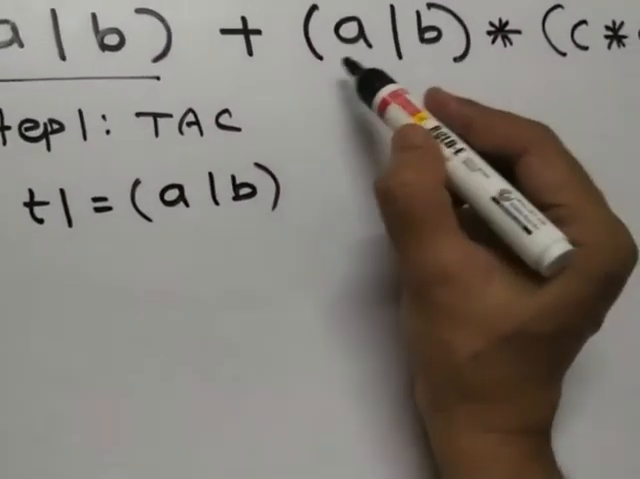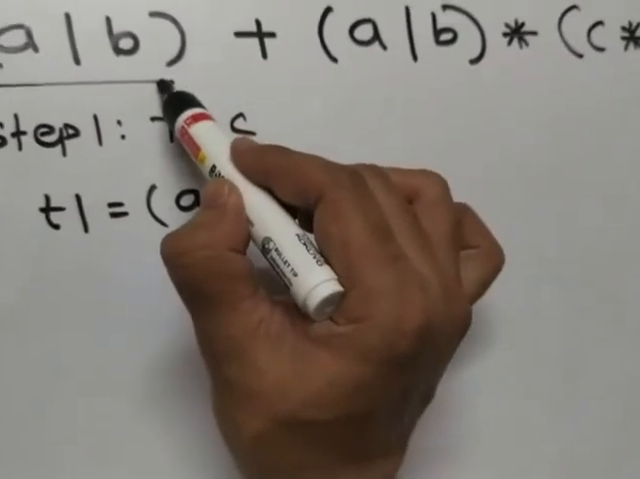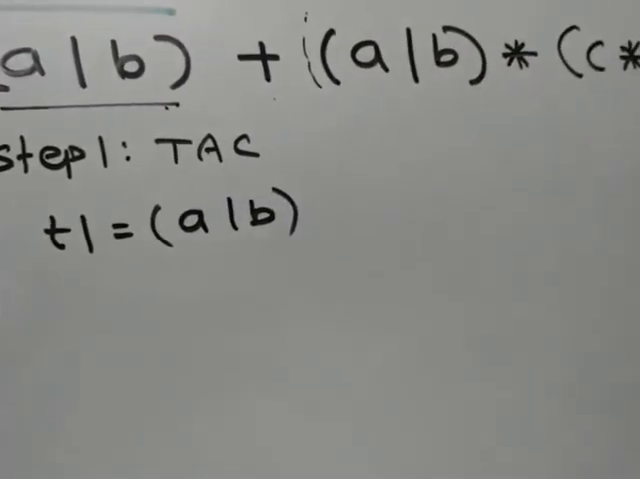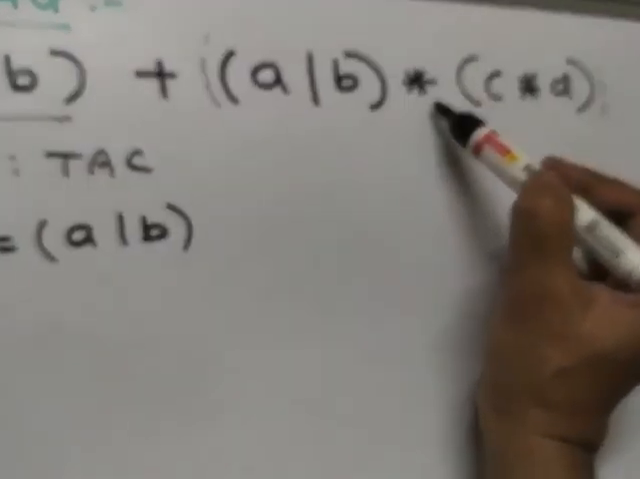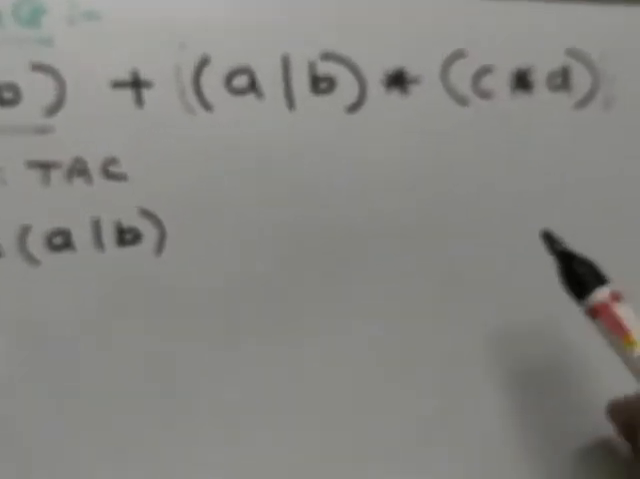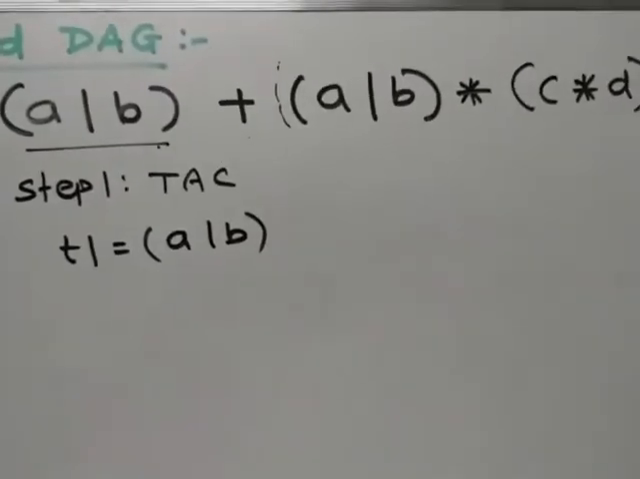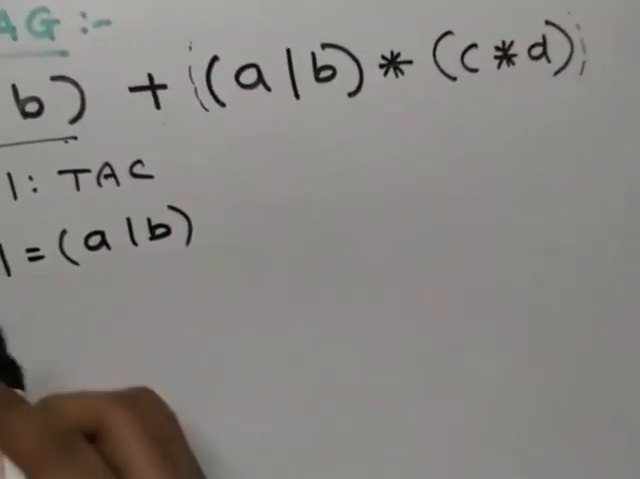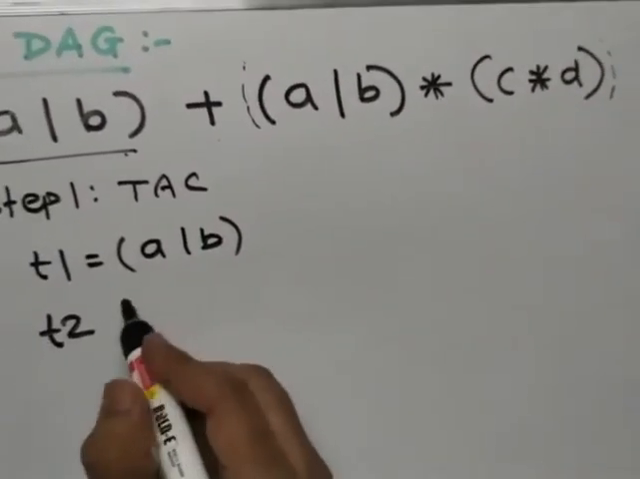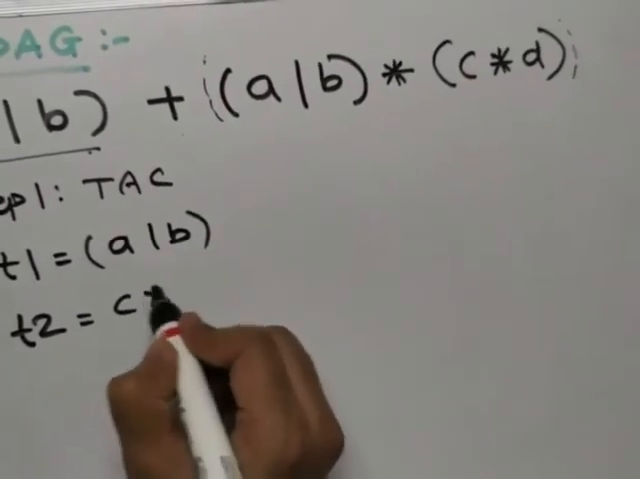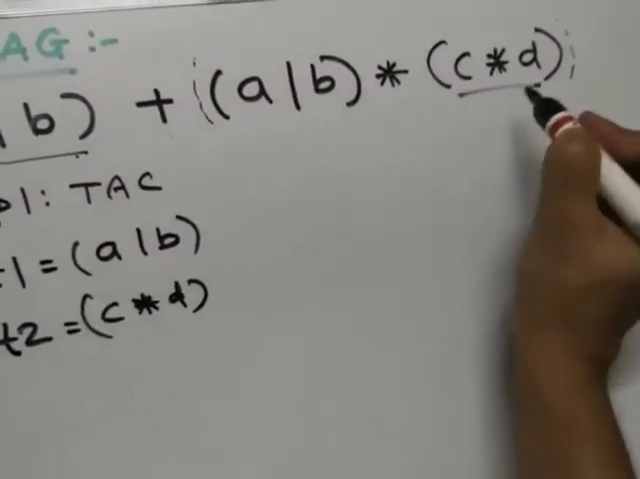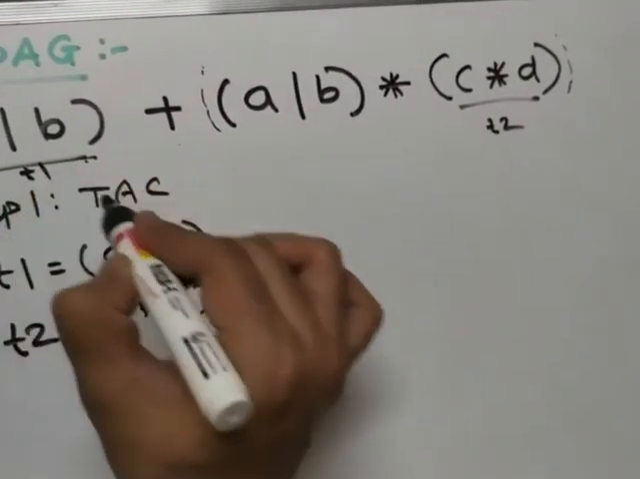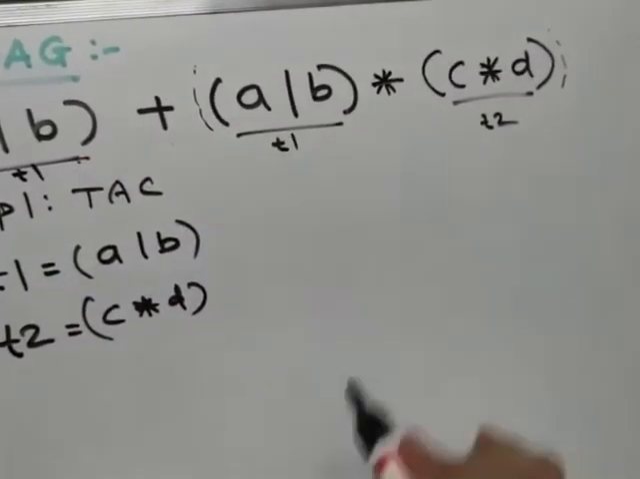Here in this expression, the first part will be added with this entire part because multiplication has higher precedence. So we will create the three address code for this particular entire expression. I will create a new temp variable which will denote the c into d part. So this will be denoted by t2. As we all know, this is similar to t1, so this is nothing but t1.